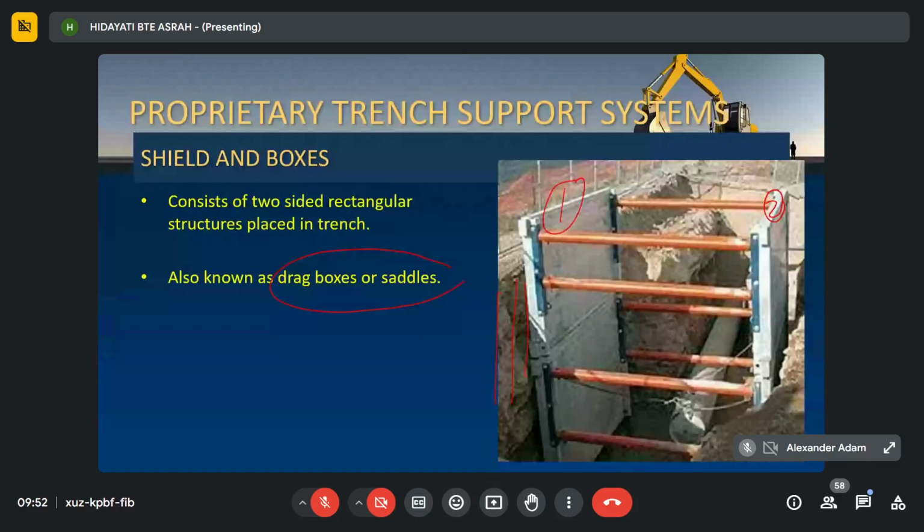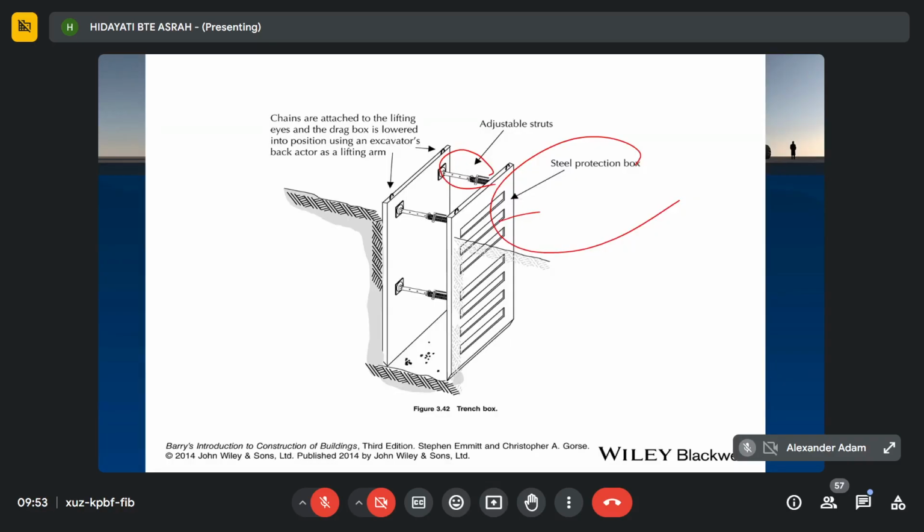So this is another picture of the shield and boxes type. You can see there's an adjustable strut, because it depends on the width of your trench. That's why they use this adjustable strut. And also we have this steel box here, required for the shield and boxes type.